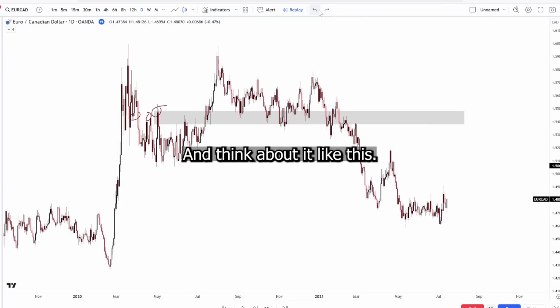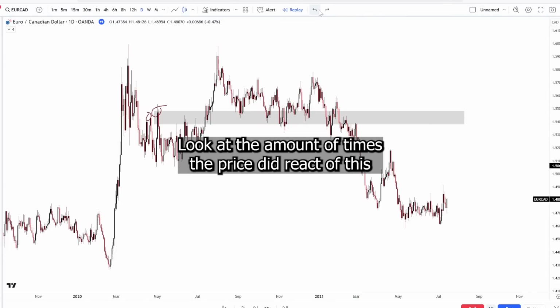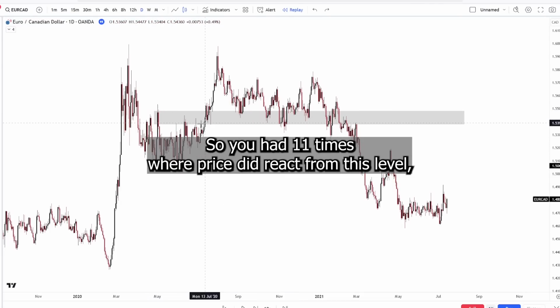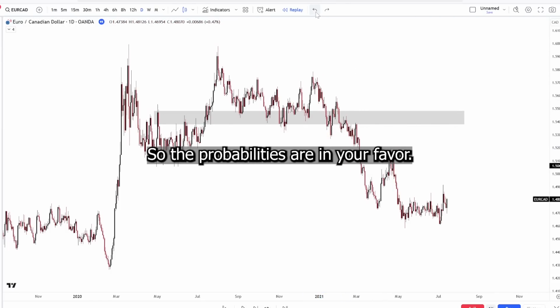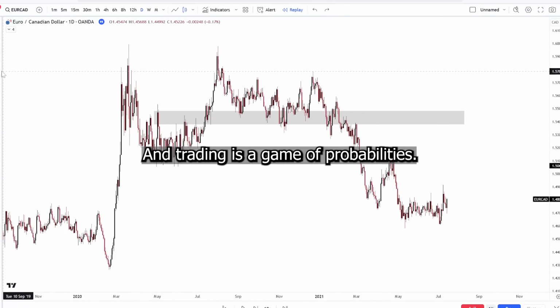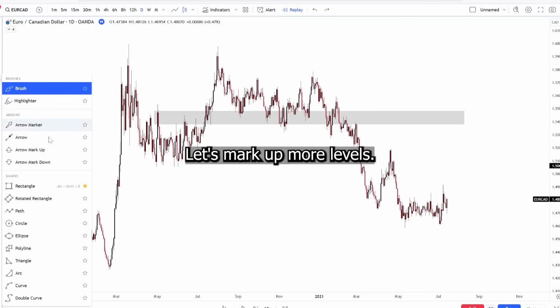And think about it like this. You want to work in probabilities. Look at the amount of times the price did react off this level compared to the times it didn't. So you had 11 times where price did react from this level, and you had one time where price didn't react off this level. So the probabilities are in your favor, and trading is a game of probabilities. So let's mark up more levels.